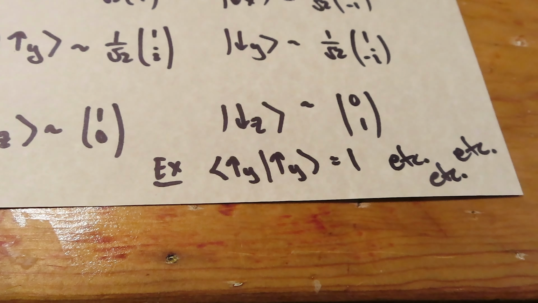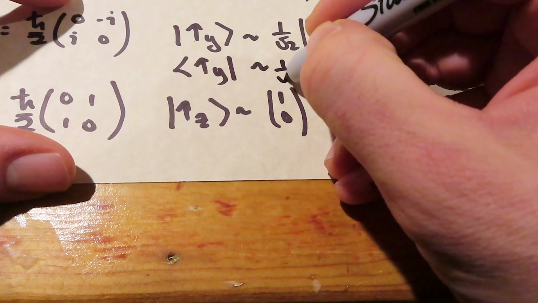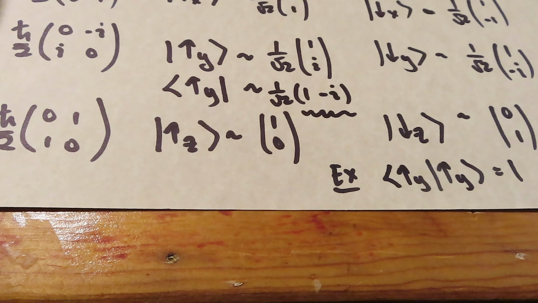By the way, since they have imaginary numbers for components, you need to be careful about dealing with their associated dual or bra vectors, because we take the complex conjugate.